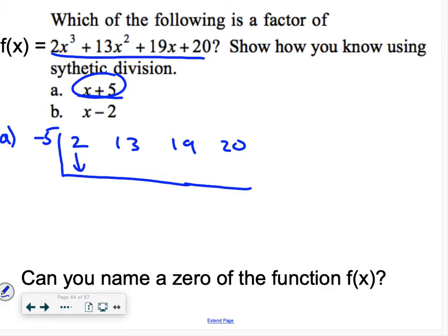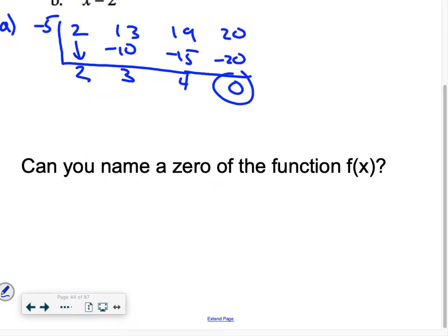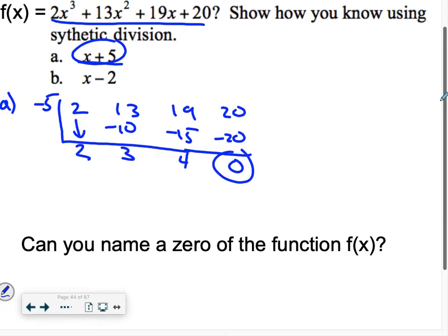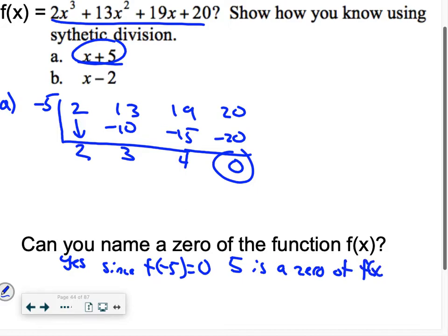So we're going to bring down the 2. We're going to multiply, add, multiply, add, multiply, and add. And we get 0. So if I look down to this question down here, if I look at my function, can I name a 0 of the function? Yes. Since f of negative 5 equals 0, negative 5 is a 0 of f of x.